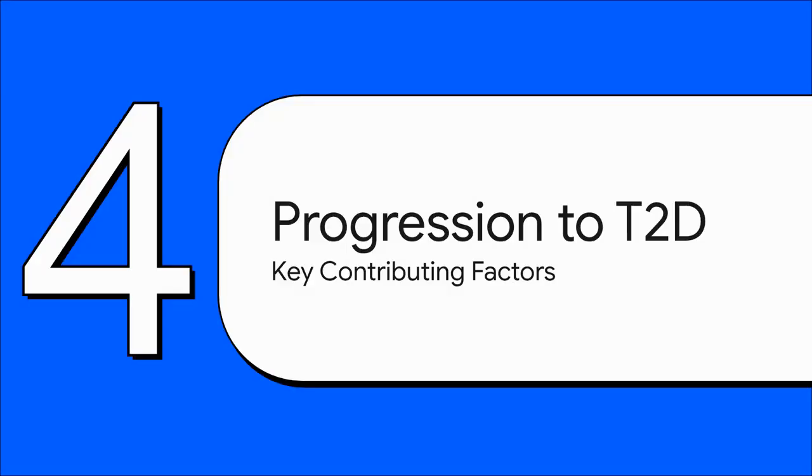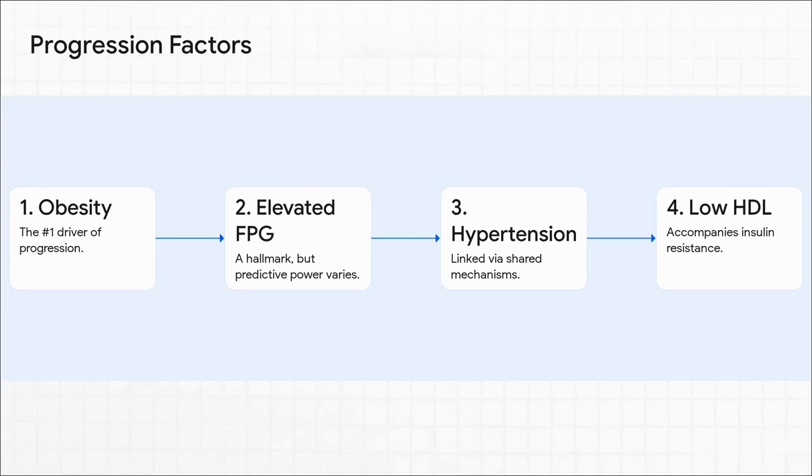Okay, so we know prediabetes is bad on its own, but what predicts who actually goes on to develop full-blown type 2 diabetes? Let's look at the biggest red flags. So the data shows a pretty clear hierarchy of risk factors. Yeah, having a higher fasting glucose, hypertension, and low HDL cholesterol are all part of the picture. But there is one factor that is, by far, the biggest driver of them all, and that's obesity.